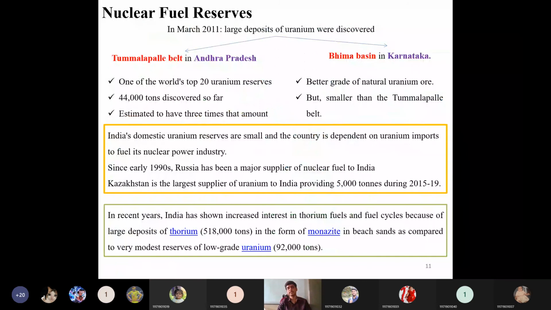We have large thorium reserves, but the research is still very basic. We have to advance much more. People need to be aware of the advantages of nuclear energy, but we also have to look at the disasters and control them.